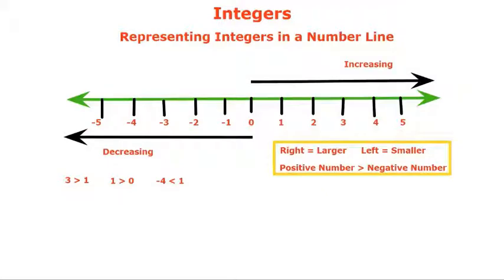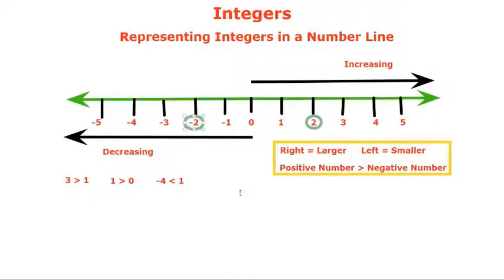Now let us learn about a new concept using this same number line. Every positive integer has a corresponding negative integer. What do you mean by that? Suppose we took the number 2. The number 2 has one corresponding negative number, and that is minus 2.